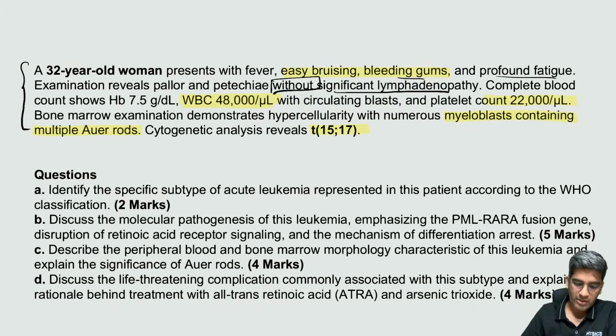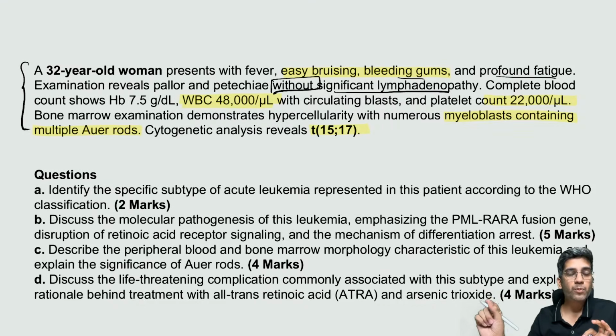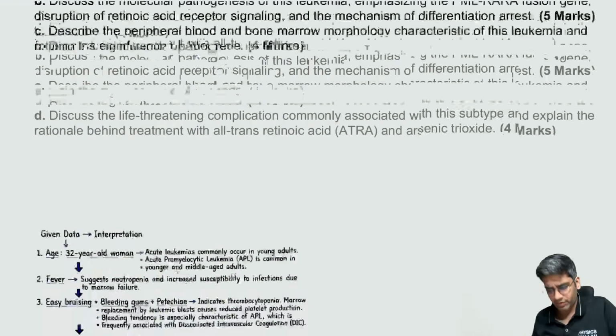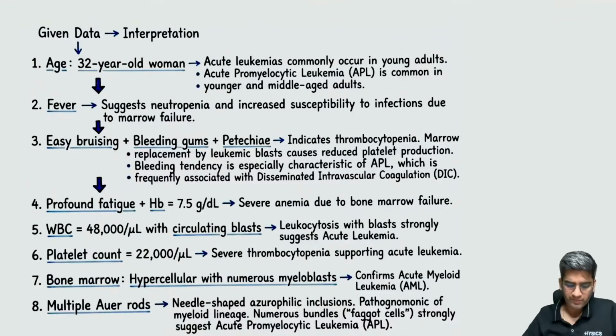Okay. Now, like I said, whenever you are in a long answer question, try to write down the data given in the question, so that you will have an option to get the right answer. Very, very simple. You start with this. This is a data point given. 32-year-old person, right? Acute leukemias can happen in any person. There's no age important here. But APL, acute promyelocytic leukemia, is something which is common in the younger and middle-aged adult.